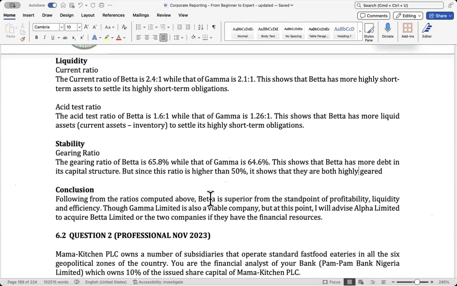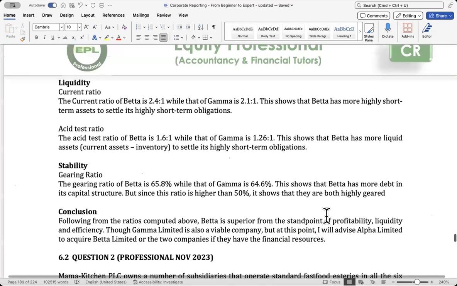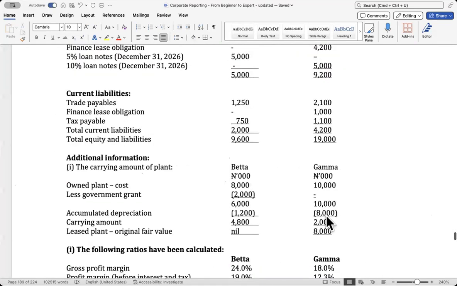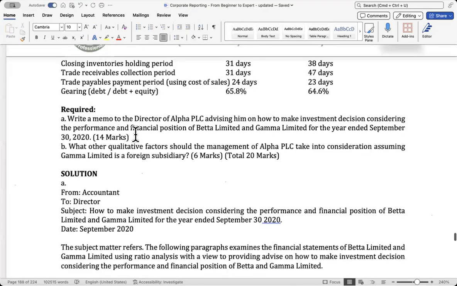But my conclusion, I said, following from the ratios computed above, Beta is a superior company. Beta is superior from the standpoint of profitability, liquidity, and efficiency. And I said, though Gamma Limited is also a viable company because it's doing well. But at this point, I will advise Alpha Limited to acquire Beta Limited or the two companies if they have the available financial resources. And that's that for that question, which is the 14 marks part.